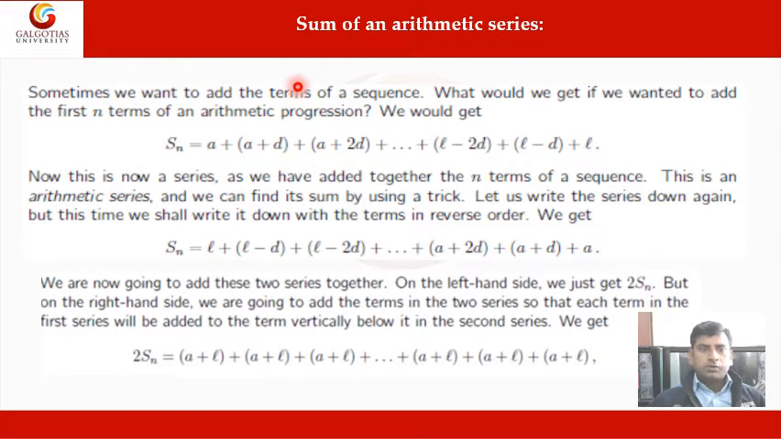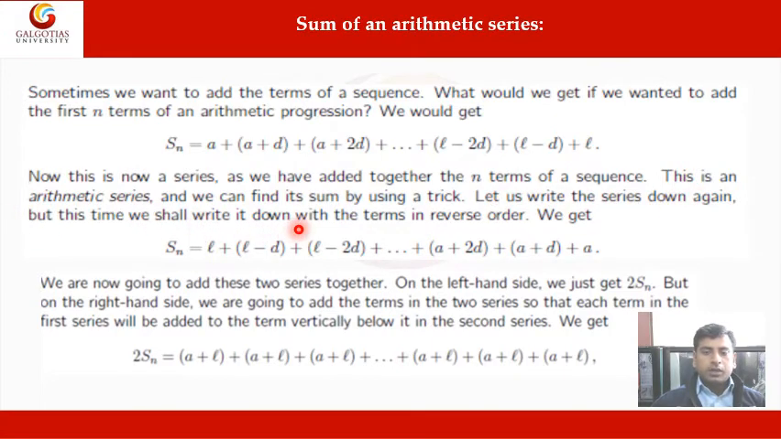So how to find the sum of an arithmetic series? Sometimes we want to add the terms of a sequence. What would we get if we wanted to add the first n terms of an arithmetic progression? We would get Sn, the sum of n terms, equal to a plus a plus d plus a plus 2d plus a plus 3d plus ... plus l minus 2d plus l minus d plus l. l is the last term. So now this is a series, as we have added together n terms of the sequence. This is an arithmetic series.